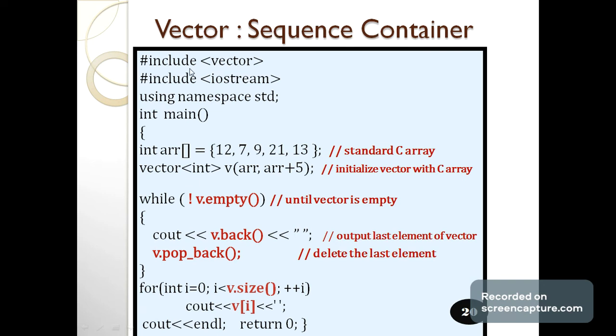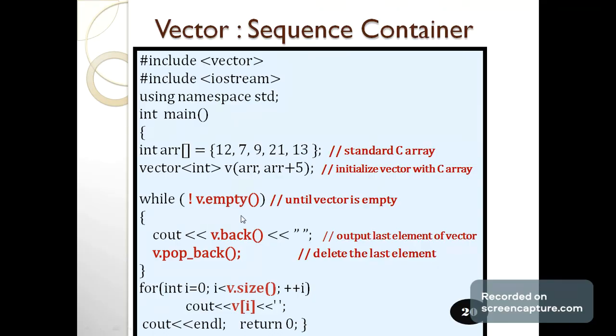For vector you have to write hash include vector, and then iostream for cout, and then using namespace std. Then I have an array of integer type. That is why I write vector also of integer type, which is going to copy the array, and I'm writing array comma array plus 5. I want all the 5 elements to be copied into the vector. Then I am checking whether my vector is not empty, that is, until and unless my vector is empty, I am just going to display the last element and pop it off.